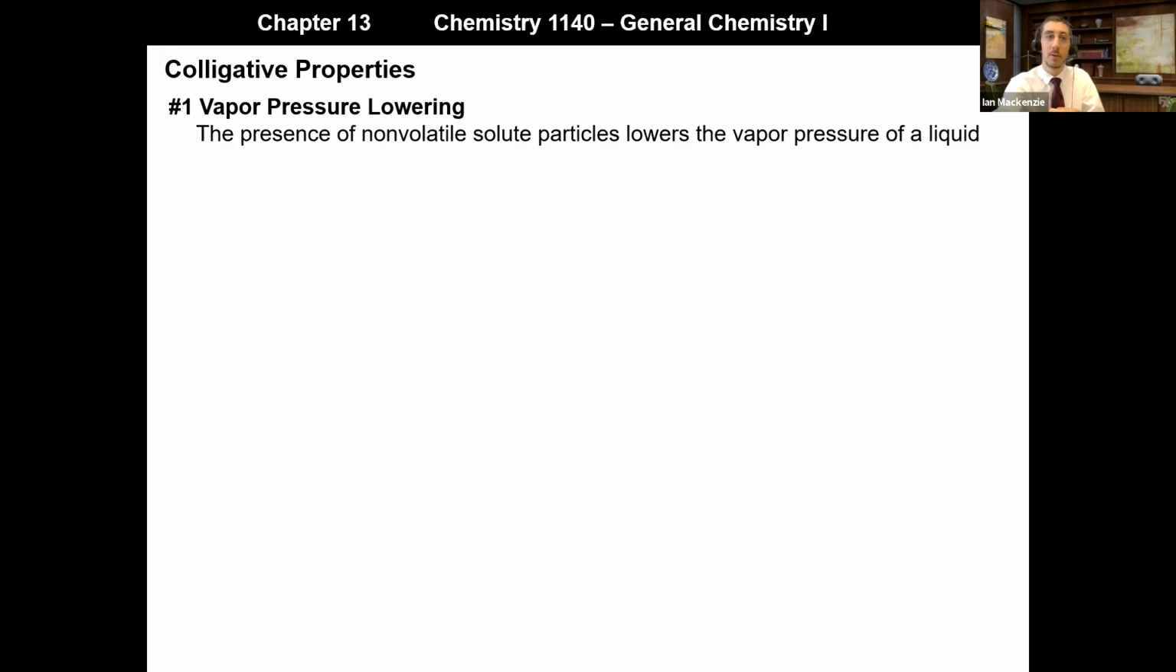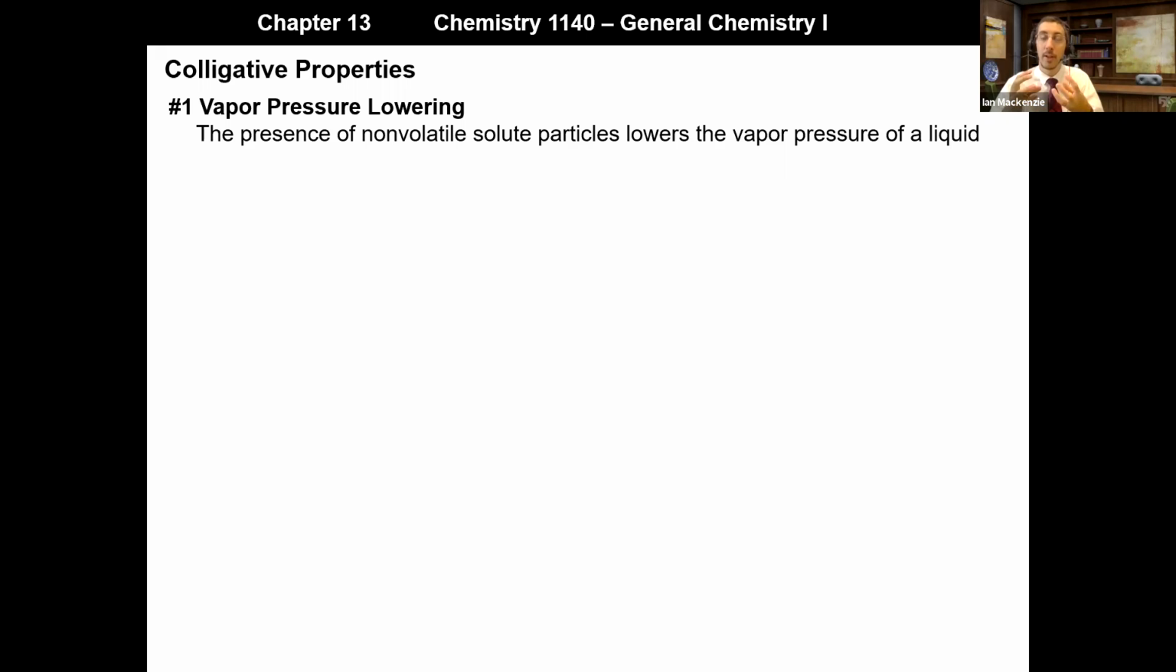So let's start with the first one, vapor pressure lowering. What does that mean exactly? Well, the presence of some non-volatile solute. So what I mean is some solute that doesn't just naturally evaporate readily by itself. So generally solids are the most ready example, but sometimes we can have liquids providing that their boiling point is high and they're non-volatile. The presence of non-volatile solute particles lowers the vapor pressure of the liquid.